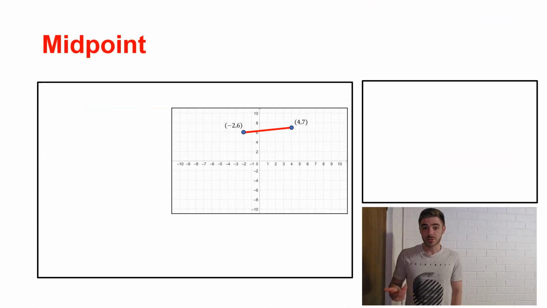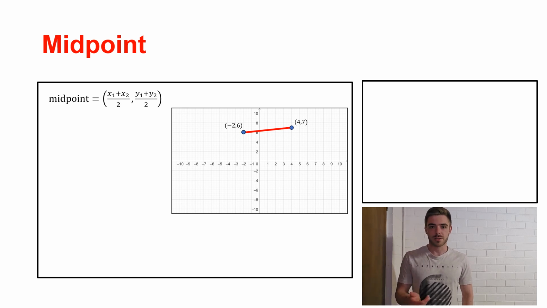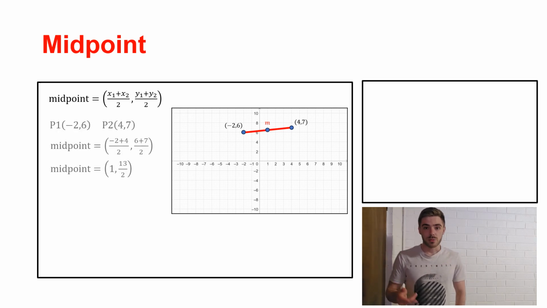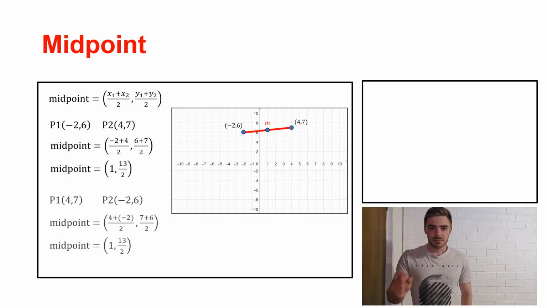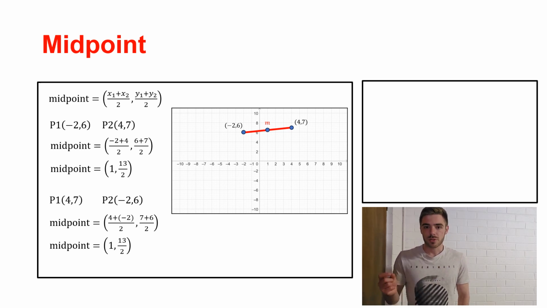The midpoint of any 2 points is calculated using the following equation. You can think of this just like taking the average of the 2 points. If you average the x values, you get the middle x value, and if you average the y values, you get the middle y value. So, using the same points from earlier, all we're going to do is just sub it into the midpoint equation. And just like before, it doesn't actually matter what you consider to be point 1 and what you consider to be point 2, you're still just going to get the exact same result.